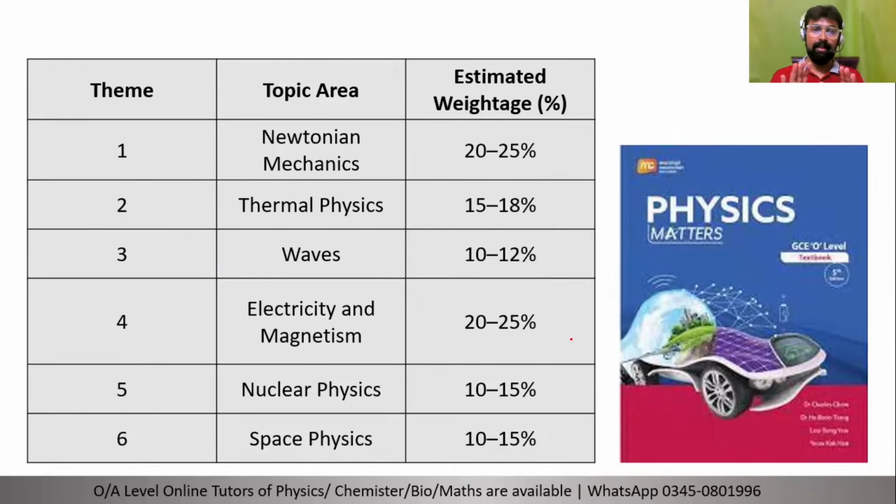Well, there are 6 themes in the O-level physics exam, and the first theme is called Newtonian mechanics, which is actually 25 to 30% weightage of the whole exam. Then thermal physics, waves, and electricity and magnetism are also important, which cover 20 to 25% weightage of the whole exam. And then nuclear physics, and then the new topic which is called space physics.